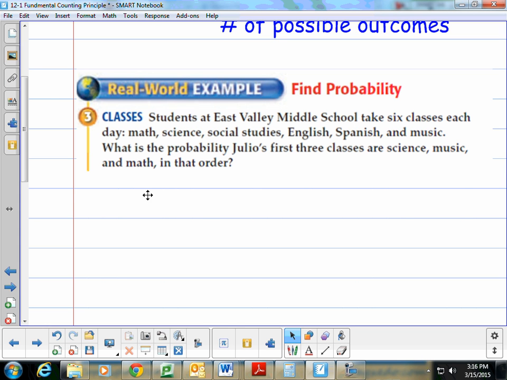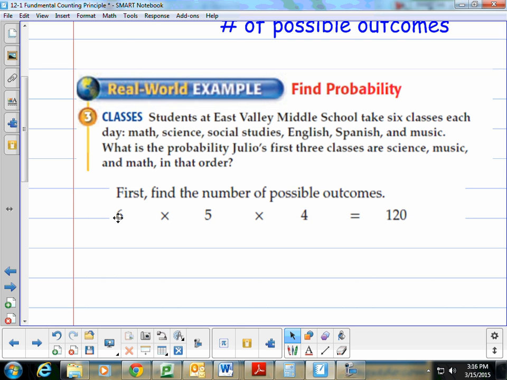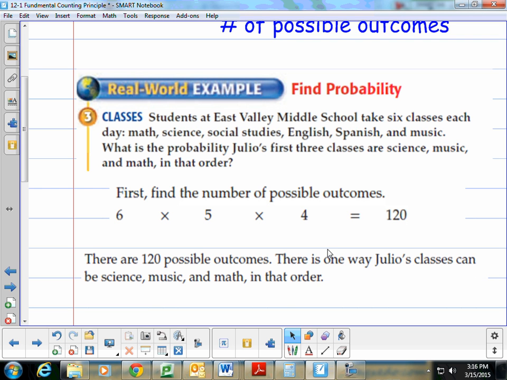So we have to think, okay, first we know that there are 6 choices for the first one because of all the 6 classes. But if science came first, that's one less choice for the second. He has 5 other classes to choose from, and then 4 classes for the next one. The reason the number goes down is because you wouldn't have science twice in the day. So if you have science the first period, it's no longer an option for the second period. So you have to subtract one of the options away. So you do 6 times 5 for 30, times 4 for 120. So there are 120 possible outcomes.